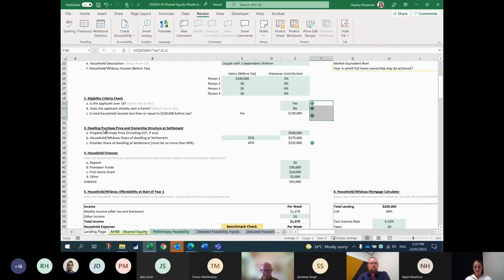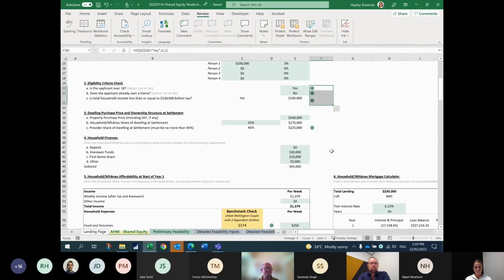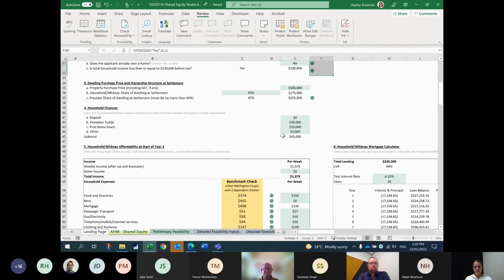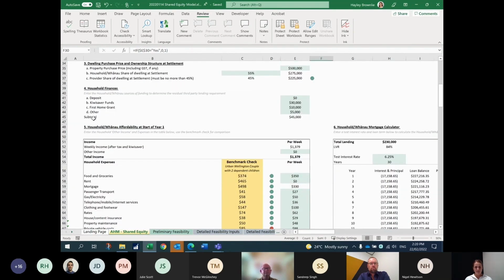Here is a summary of the purchase price and the share that will be split between the household and the provider, bearing in mind that under shared equity, the provider share can be no more than 45%. Here is a summary of the household finances, so a summary of how much cash reserves they have got at year 1 to put towards a deposit. So we can see here that subtotal, they've got 45,000.